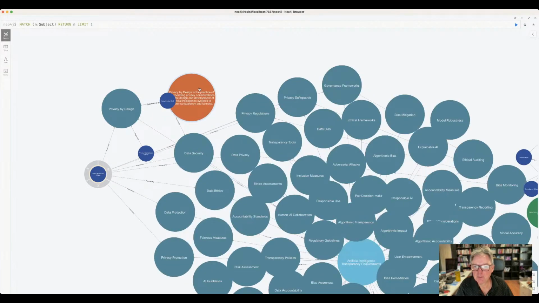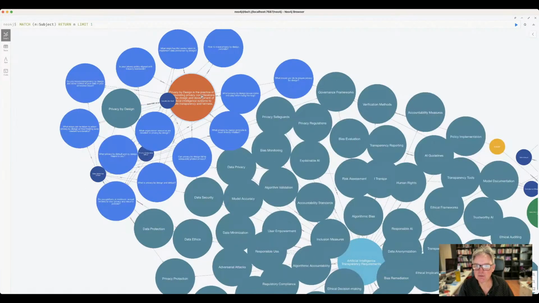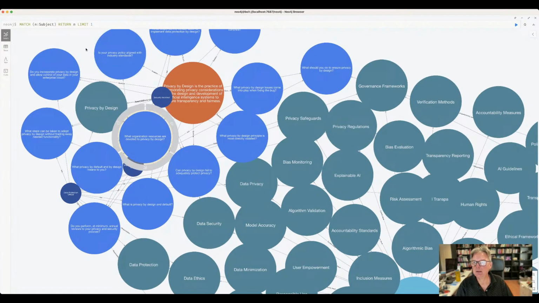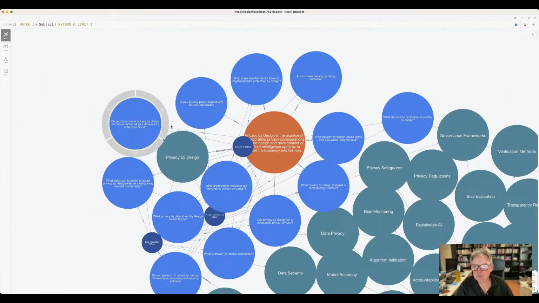If I open this one up, again, we'll get to see the questions that are related to privacy by design. Is your privacy policy aligned with industry standards? What organization resources are devoted to privacy by design? Do you incorporate privacy by design and allow control of your data in your enterprise cloud?